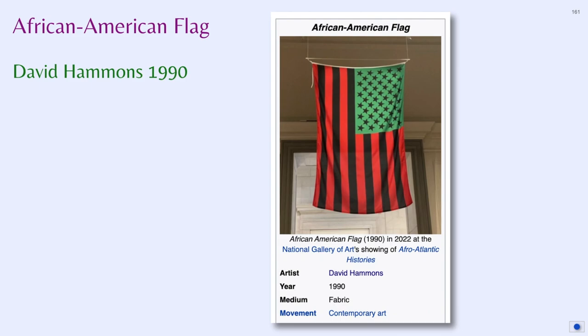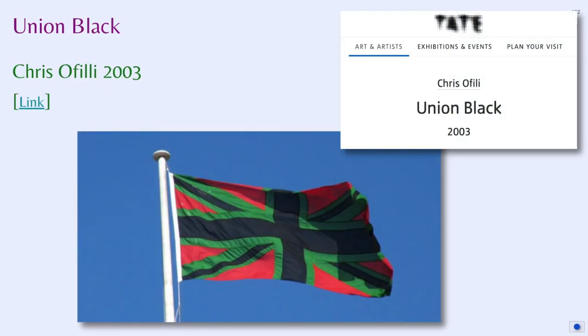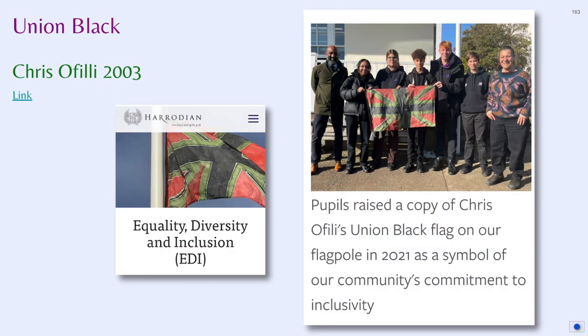Marcus Garvey's design influenced this African-American flag, designed by David Hammonds in 1990, which replaces the familiar red, white and blue with the Pan-African colours. It also influenced this design, Union Black by Chris Ofili, as featured on the Equality, Diversity and Inclusion page of the Herodian School website.